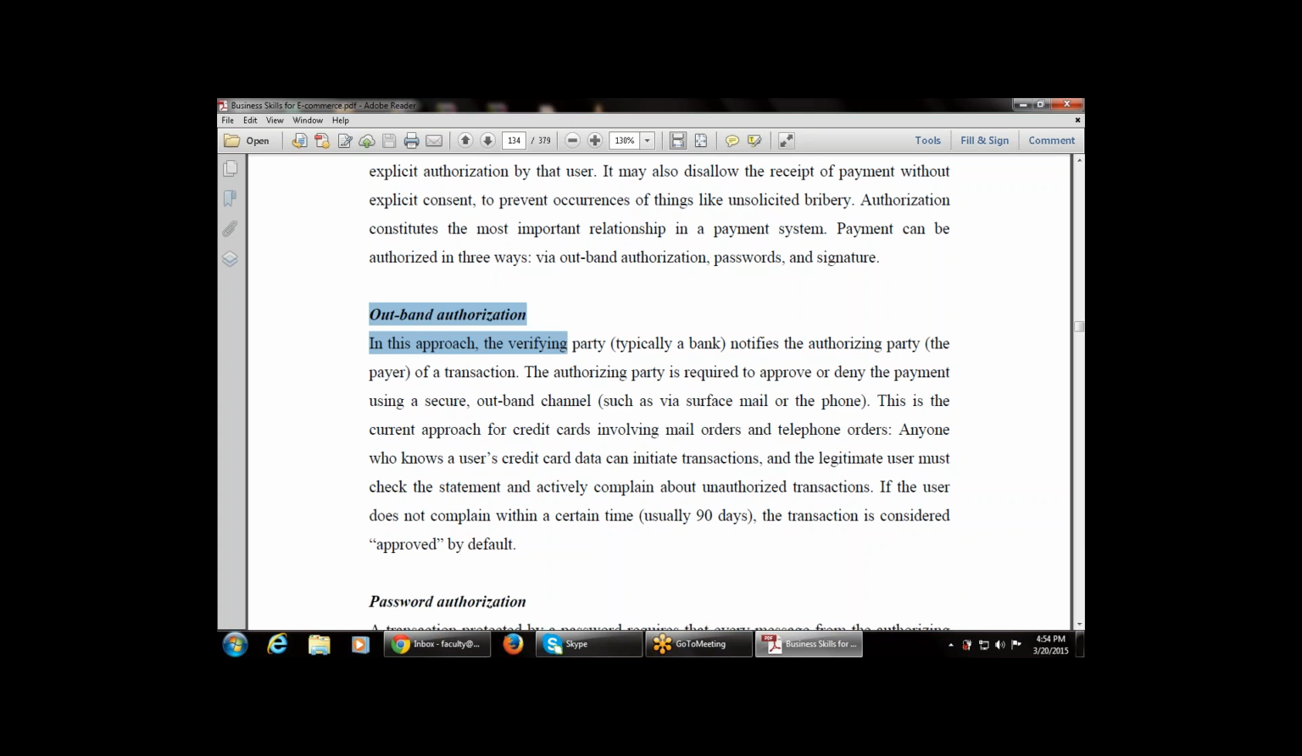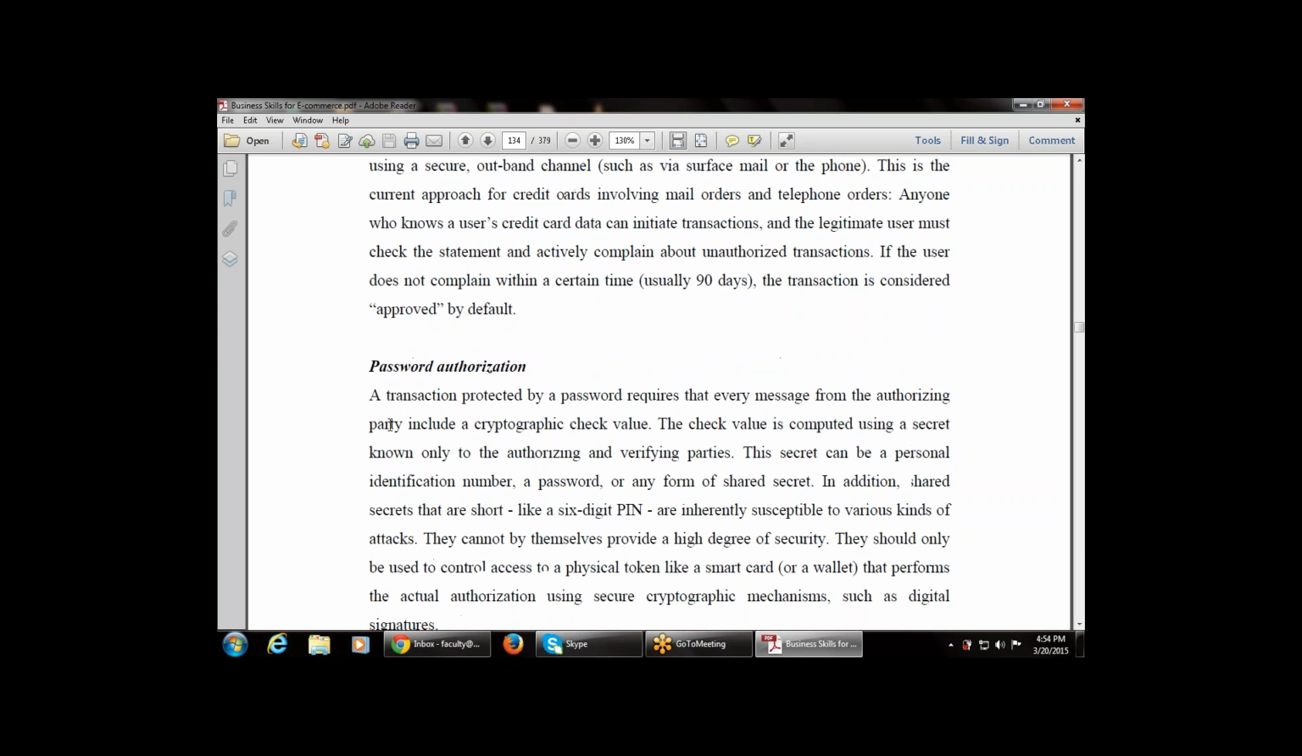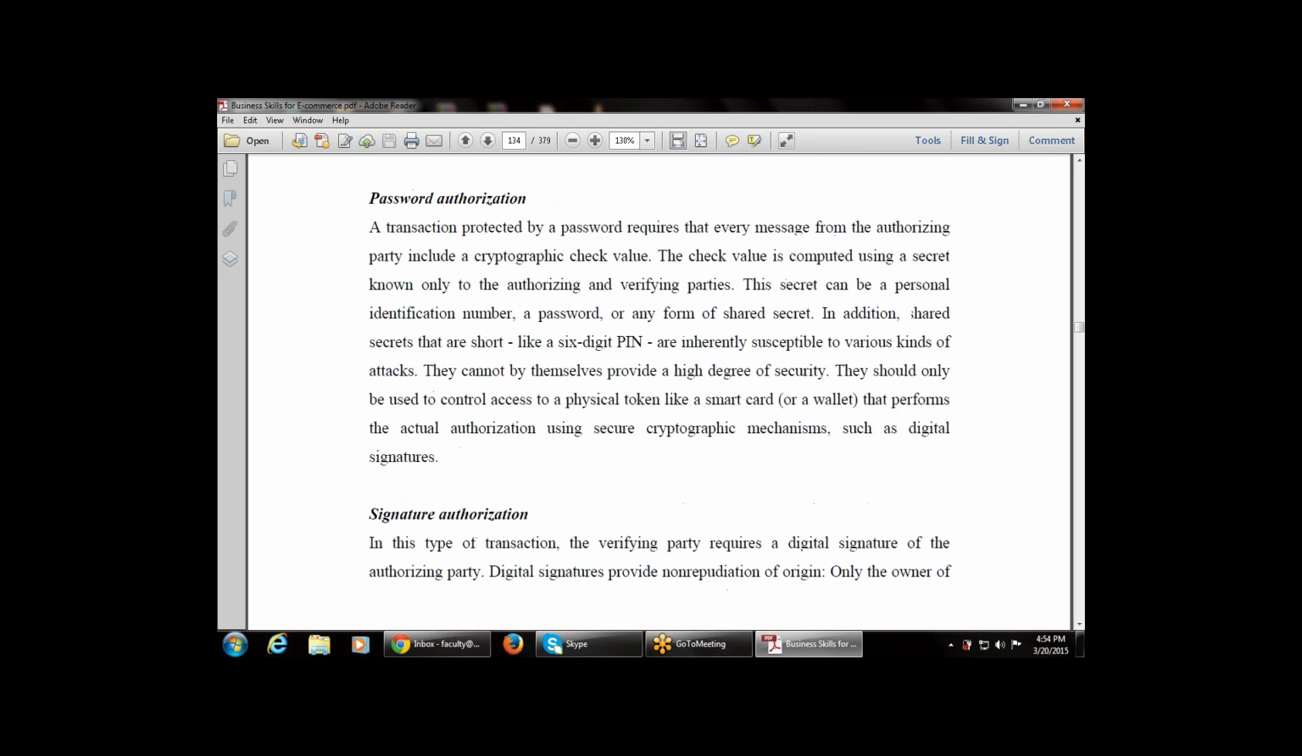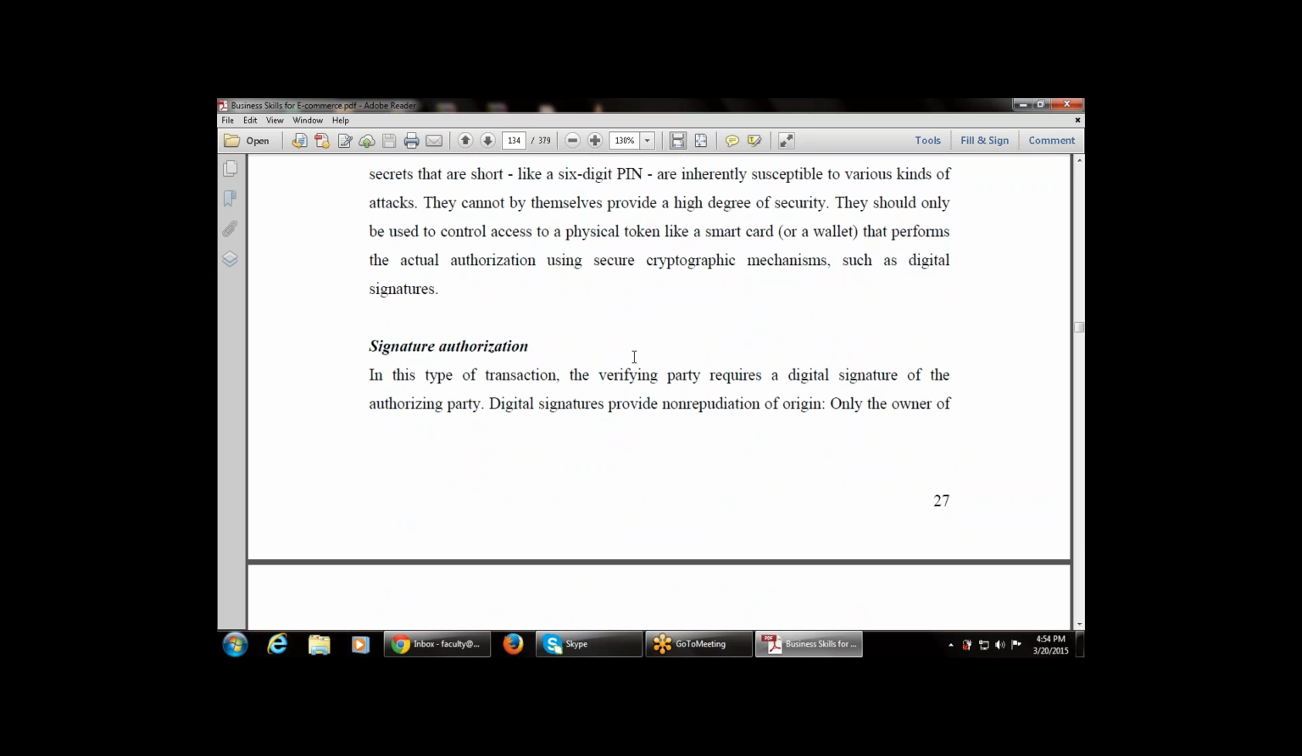So these are the various kinds of authorization. One is outbound authorization, that is verifying with the bank. Then password authorization, that is verifying with the help of the password. Then signature authorization, where the authorization is made by using a digital signature. In this type of transaction, the verifying party, who verifies whether the transaction is authorized or not, requires a digital signature of the authorizing party.